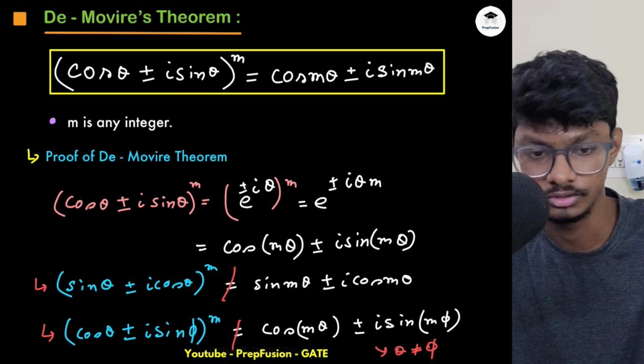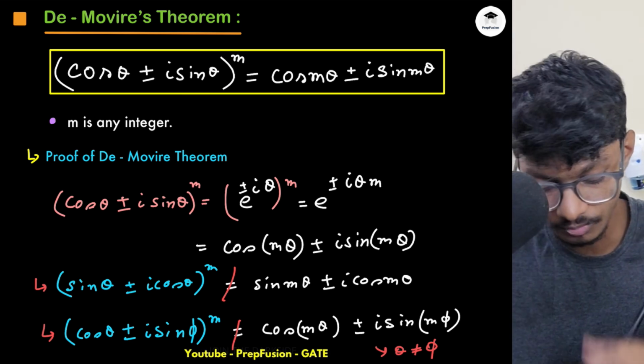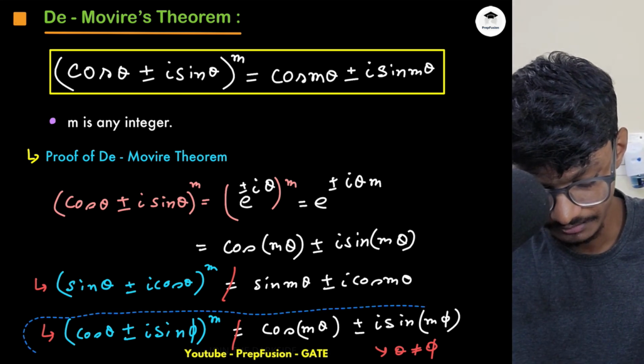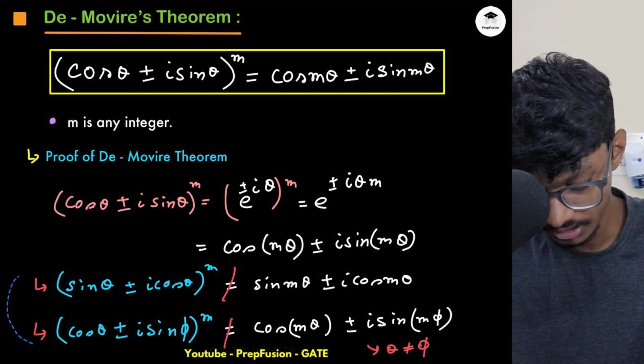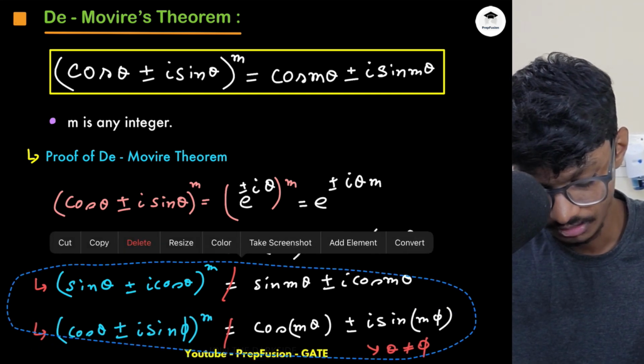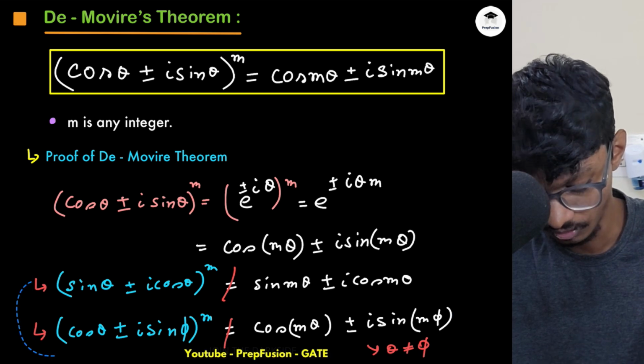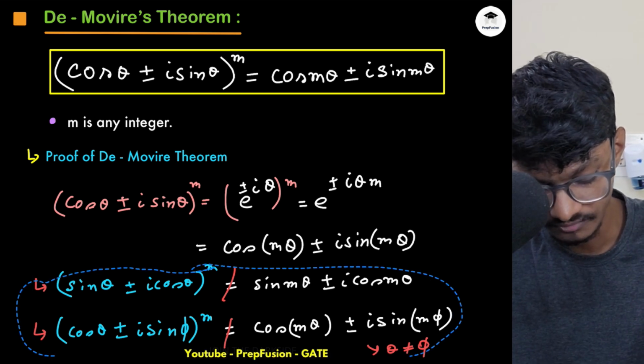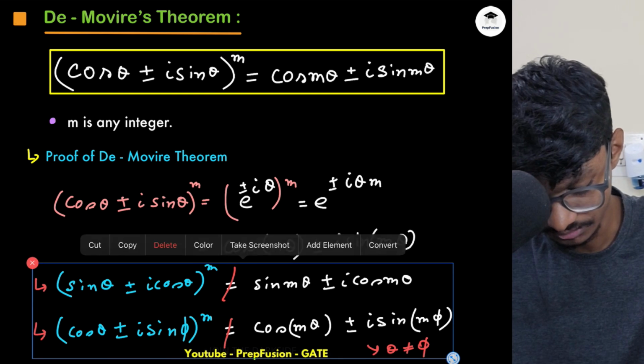So you have to keep these two in mind, that you just don't blindly use this theorem. You have to understand when to use and when not to use. Obviously, as the proof is very simple, you can understand when not to use: only when we are not able to convert into Euler's representation.